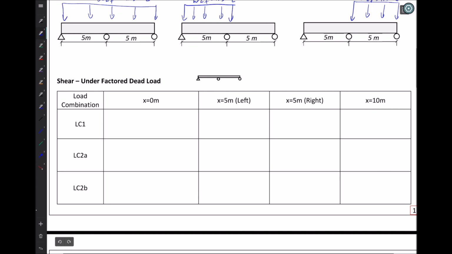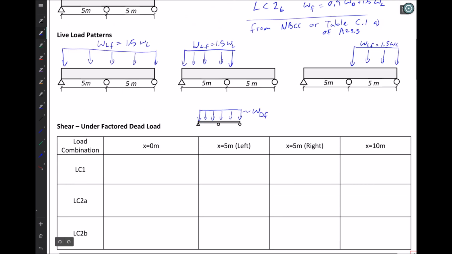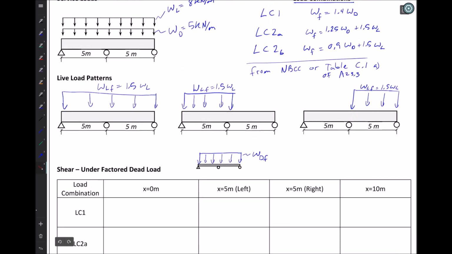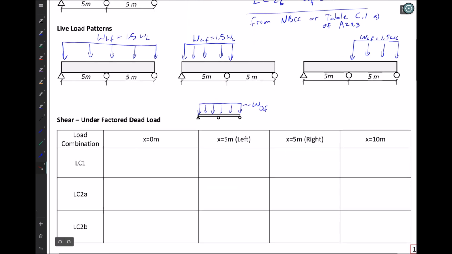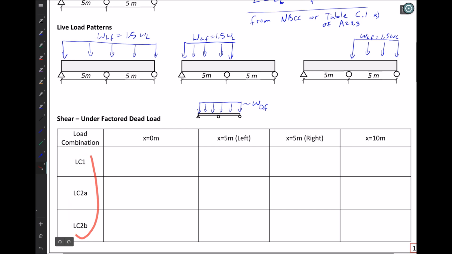So let's begin that process by first looking at what happens to the dead load on the beam. Our dead load will always be distributed over the full span of the beam, so both spans, and it's distributed evenly because the beam is prismatic. So here we have our factored dead load. If we look back up at our combinations, we can factor that by 1.4, or factor that by 1.25 or 0.9.